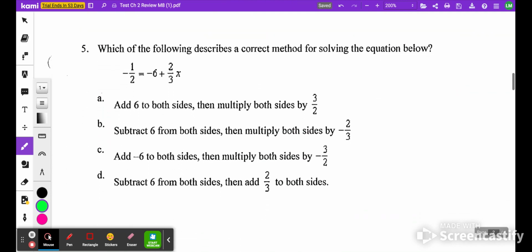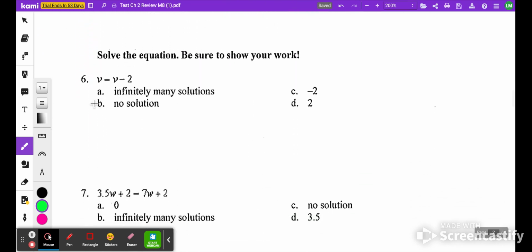Number 5, which of the following describes the correct method for solving the equation below? I have negative 1/2 is equal to negative 6 plus 2/3 x. The first option says add 6 to both sides. Good, that's exactly what I'd want to do. When I start to add 6 to both sides, that's undoing adding and subtracting. Then multiply both sides by 3 over 2. That is also true because multiplying by 3 over 2 will make this fraction be equivalent to 1. So yes, my correct answer is actually A.